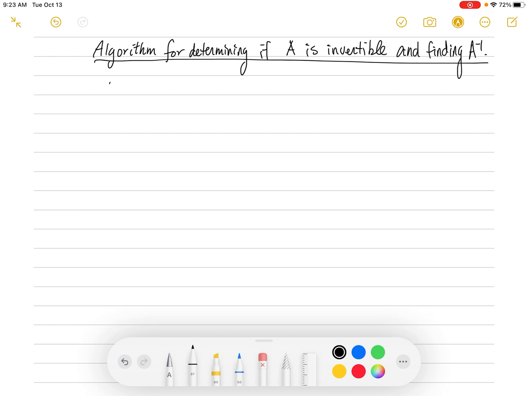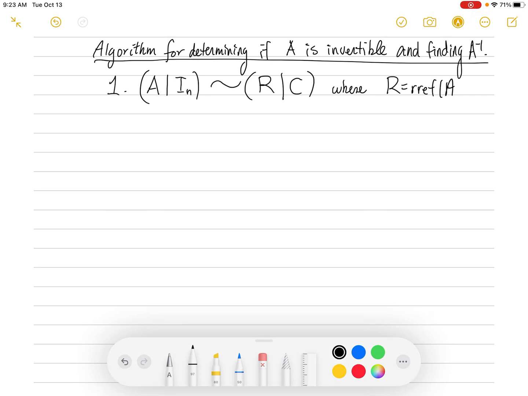Okay, number one. The first thing you're going to do, you're going to set up a mega matrix, A along with the identity. And you're going to row reduce that. And when you get R with C on the side, a mega matrix RC, what's R? R is going to be the RREF, the reduced row echelon form. So this R here is the reduced row echelon form of A. It's what happens when you super reduce A. That's what R is.